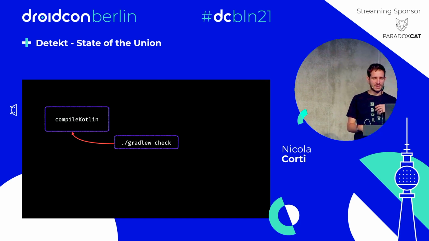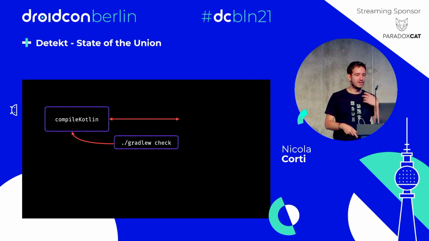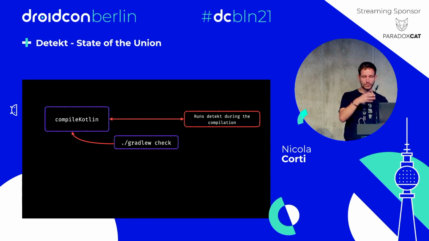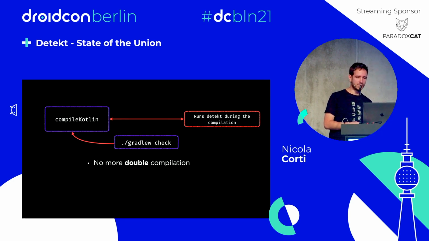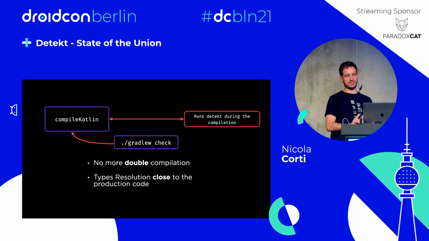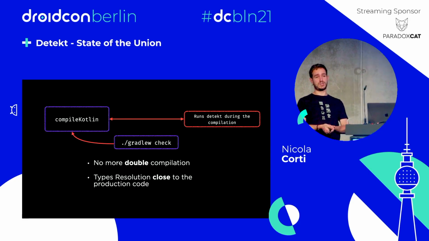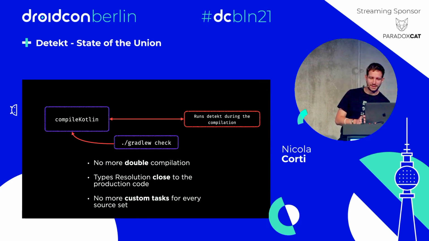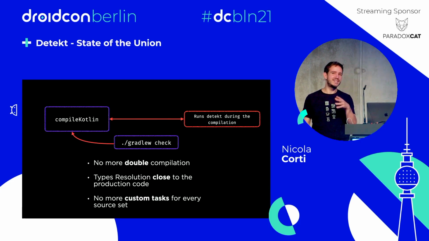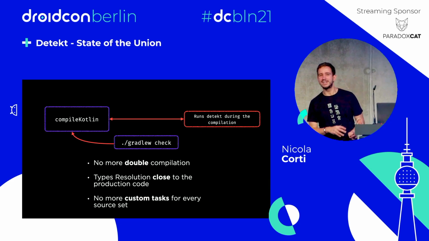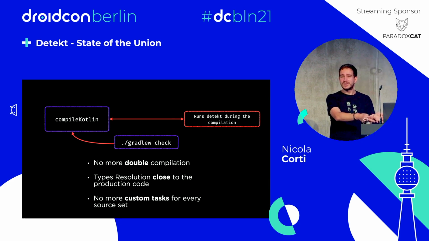So this means that when you call Gradle check, you will call compile Kotlin, and compile Kotlin will load all the compiler plugins, and we are there. So we can run Detekt and see the types and have all the information over there during the compilation. So we are not double compiling anymore. We have types, and those types are as close as possible to the production code. And we don't need all those extra tasks. We don't need detekt debug unit test and so on, because Kotlin is compiling your unit test.